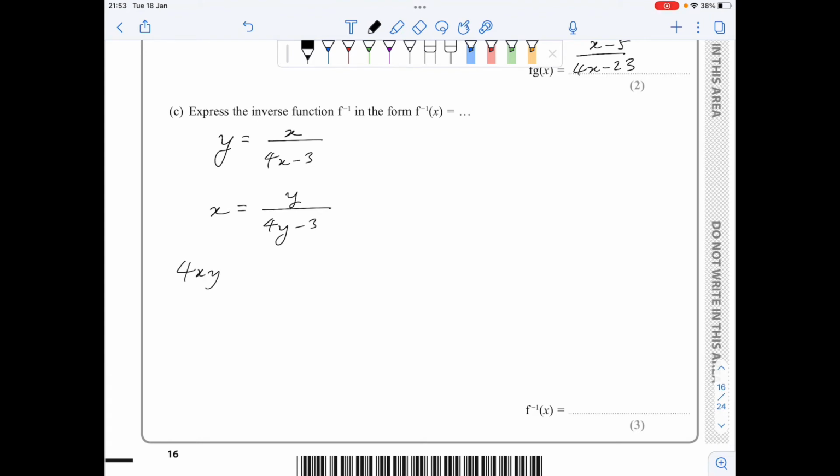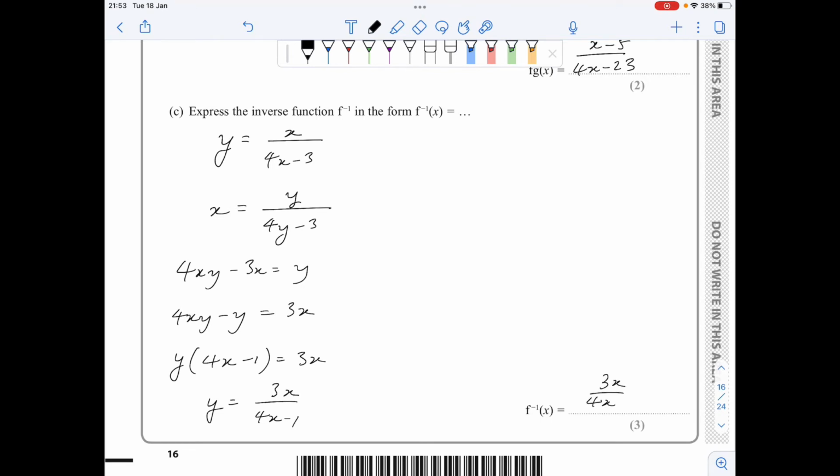So 4xy minus 3x is equal to y. I need to collect the y terms on one side. So 4xy minus y equals 3x. Then I will take y as a common factor, and I have 4x minus 1 in the brackets. And to get rid of the brackets, I will just divide by it. And don't forget to write your answer at the appropriate space.